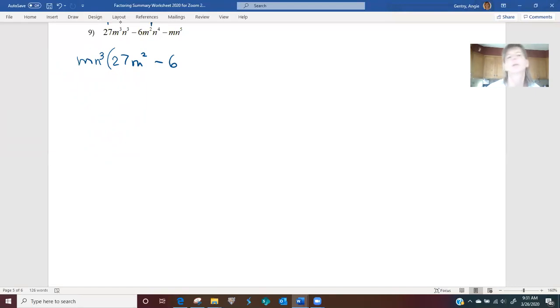Mn cubed times what is -6m squared n to the 4th. So I need another m to make the m squared, and then I need another n to make the n to the 4th. Mn cubed times what is -mn to the 5th? -n squared. You see? And you double check it by distributing through. And then we're going to say, oh, am I done? Well, maybe, but maybe not.